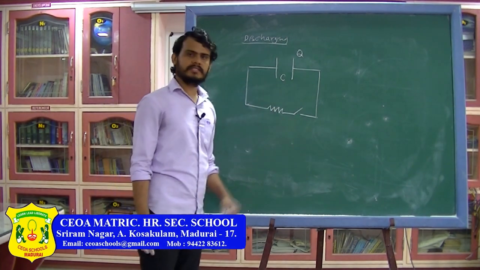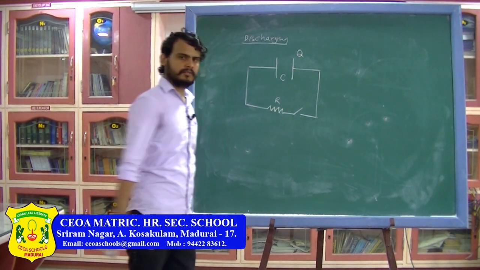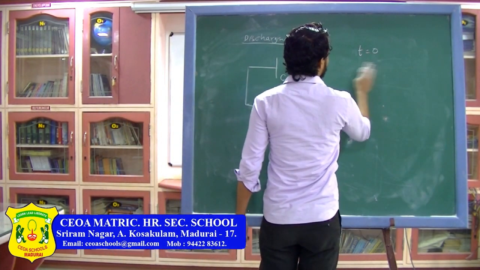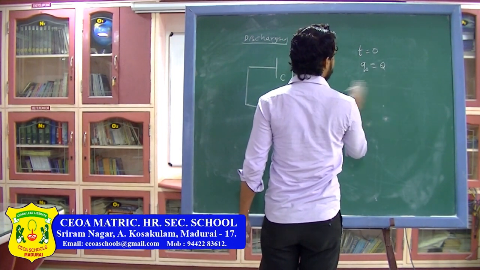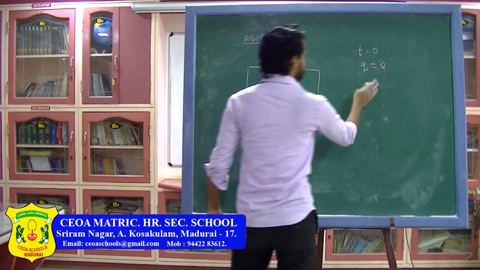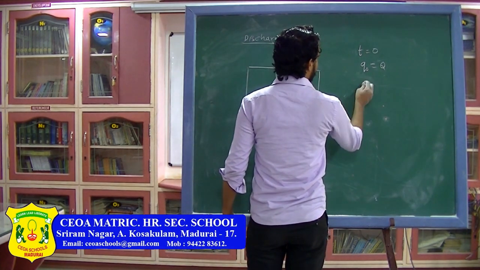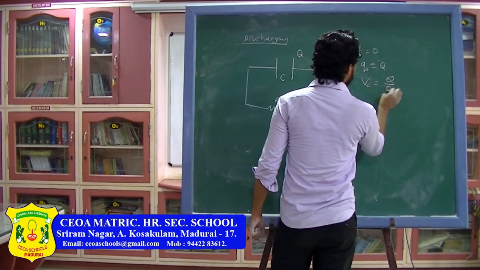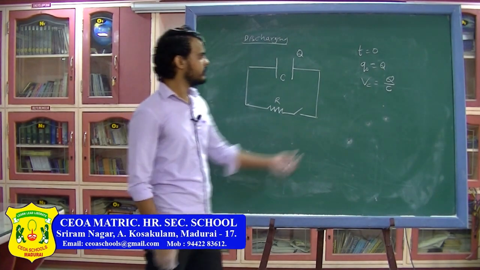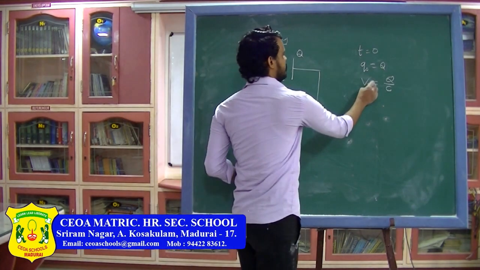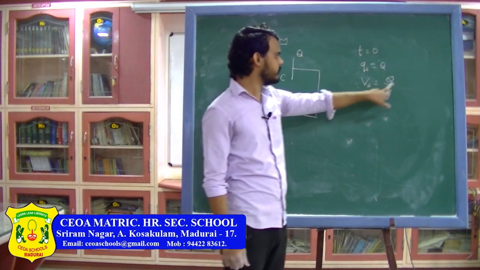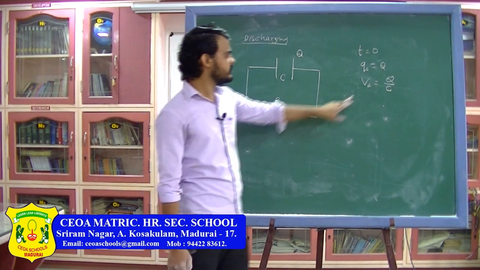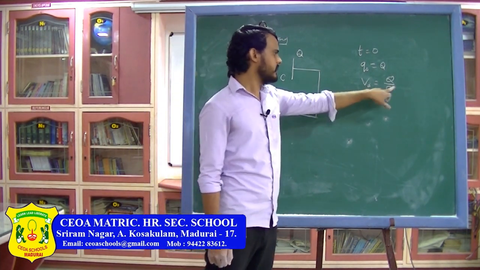So now when the switch is open, no current is going to flow and the capacitor will remain charged. So at t equals 0, I can write Q0 equals Q, and the initial potential across the capacitor can be written as Vc equals Q divided by C. So this is the initial situation for the capacitor. Initial charge on the capacitor is Q. From the charge you can write the potential as charge divided by the capacitance.